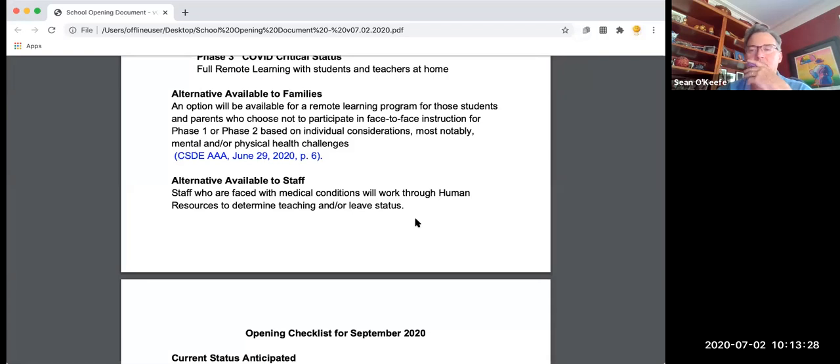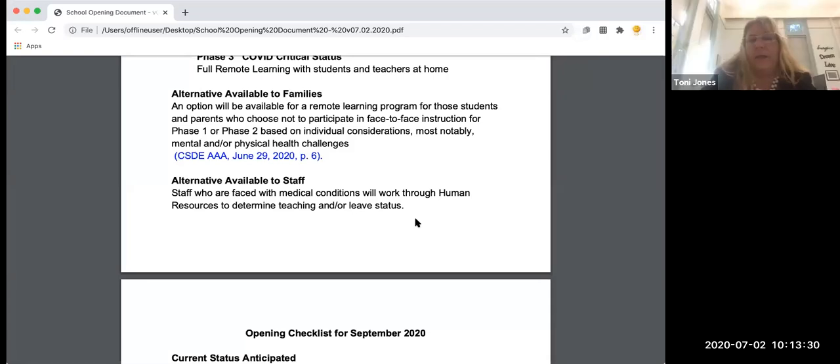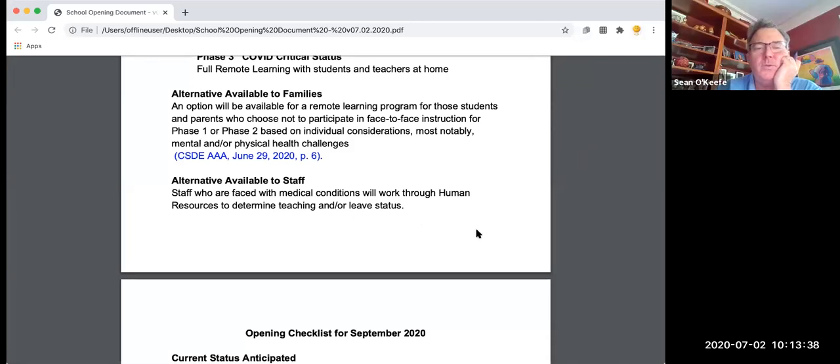Any questions on phase 1, 2, 3, or on the alternative that will be available to families? And again, that's a requirement for us to offer remote learning. Tony, I have a question. For the alternative available to staff, what will be the process to work through HR to determine that?